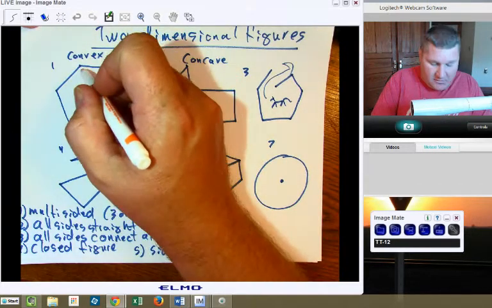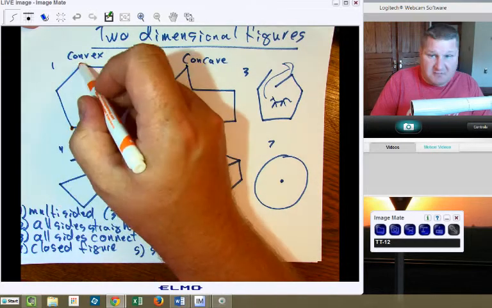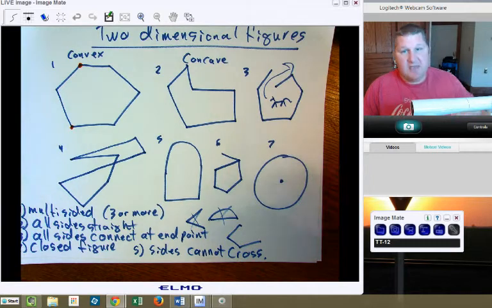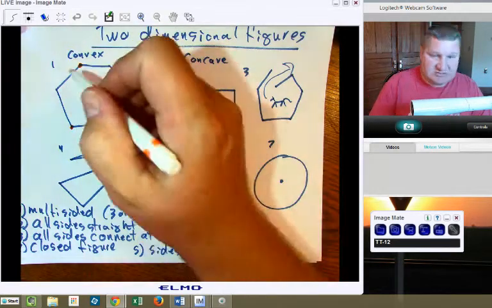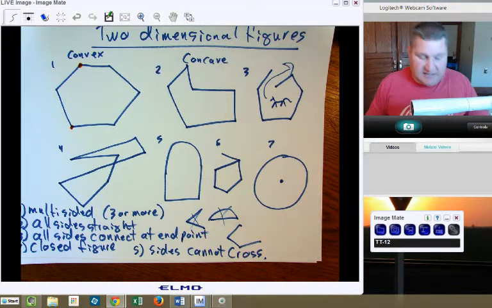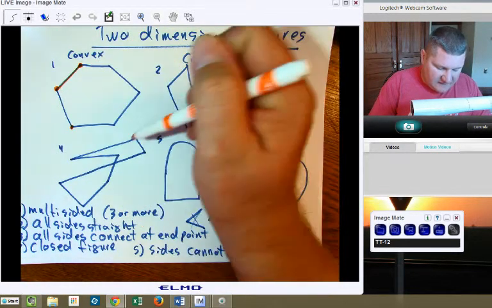Now, a diagonal connects 2 non-consecutive points. Remember, consecutive. If we won consecutive state championships, we would win this year and next year right behind. Versus if we won this year and then we won 3 years later, those are not consecutive. In this case, this is a side because it's consecutive.